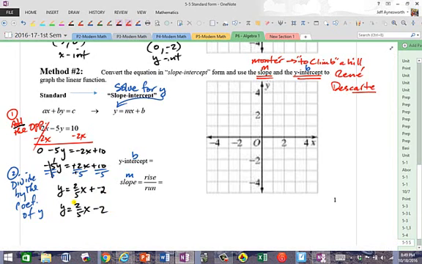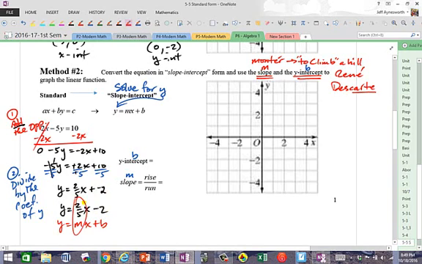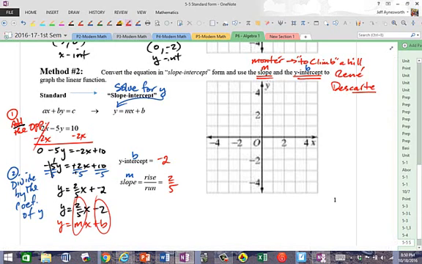So if you compare y equals m times x plus b right here, you can see that the slope is 2/5, and you can see that the y-intercept is -2. All right, you compare. Now what do you do first though? You got the slope and the y-intercept, but how do you graph it?